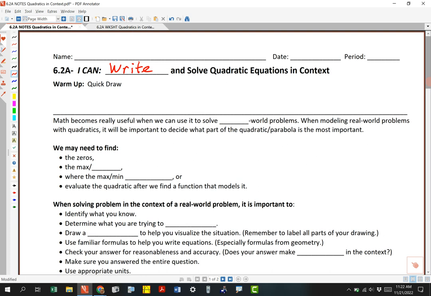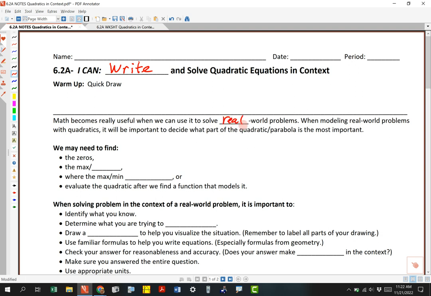Here's our objective. If you haven't written the word right there, that's really the hardest part for most people when we're doing these. I can write and solve quadratic equations in context. Coming up with the equation can be kind of tough. And we're going to spend about 3 days going over all different types of quadratic equations and writing them down from the context of a real world situation.